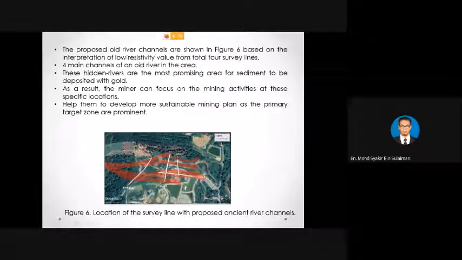The proposed river channel in figure 6 shows the total large river channels of the survey area. Actually, we just omit the smaller river channels because they are not important. This river channel is suspected to contain gold content at the bed of the river channel.